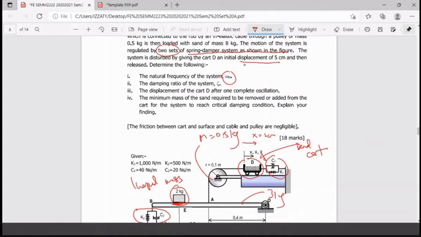This one initially was 5 cm. Then when you let it go, the amplitude becomes shorter and shorter. It will not become 5 cm but some other value.